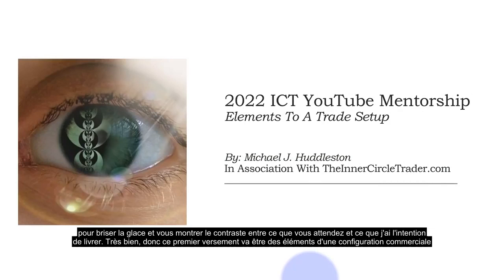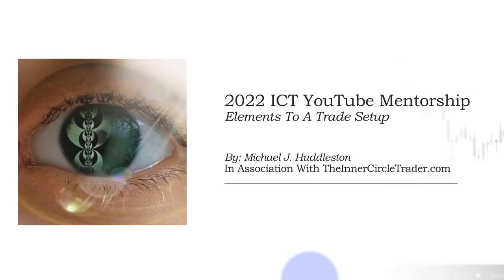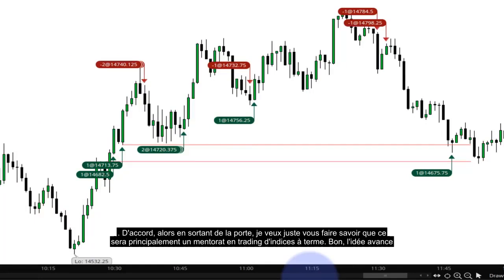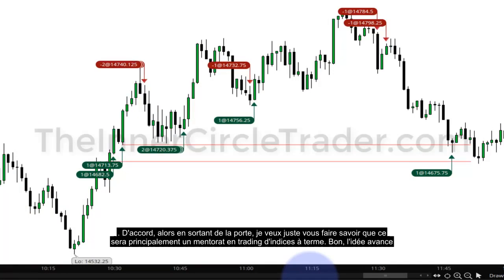All right, so this first installment is going to be elements to a trade setup. Coming out of the gate, I just want to let you know that this is predominantly going to be a futures index trading mentorship, okay? The idea is going to be presented in the scope of paper trading on tradingview.com.